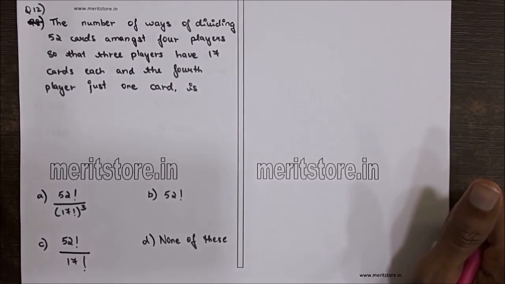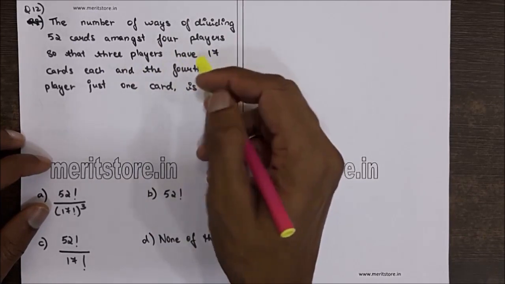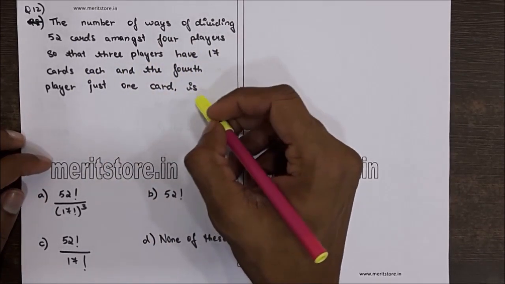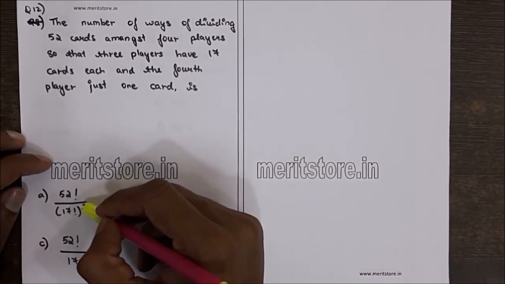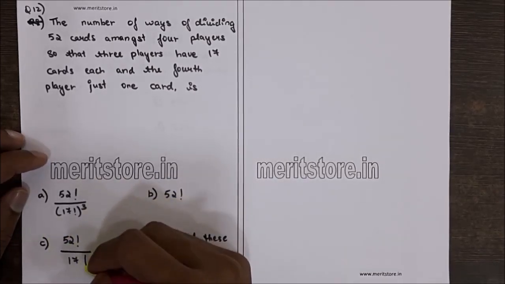Question 12. The number of ways of dividing 52 cards amongst 4 players so that 3 players have 17 cards each and the 4th player just 1 card is. We have 4 options: A, 52 factorial upon 17 factorial raised to cube; B, 52 factorial; C, 52 factorial upon 17 factorial; and D, none of these.